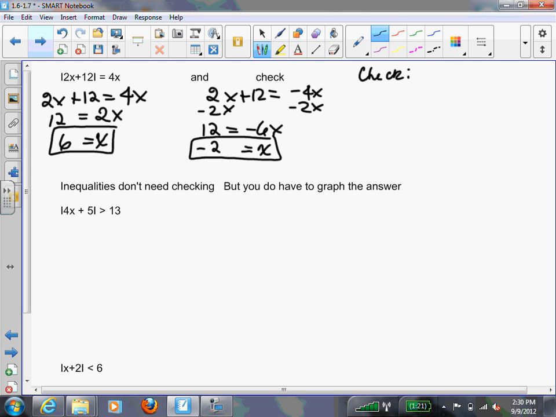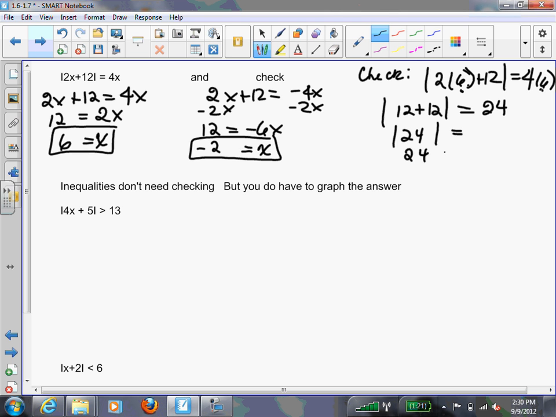So when I check the first one, I start with absolute value of 2, and I'm inserting 6. And then I'm going to say plus 12. And that has to equal 4 times 6. So we're putting the 6 now in two places. First one right here, and the second one right here. All right, this is going to be 12 plus 12 in absolute value of 24, which 24 is equal to 24. So we know that this case works.